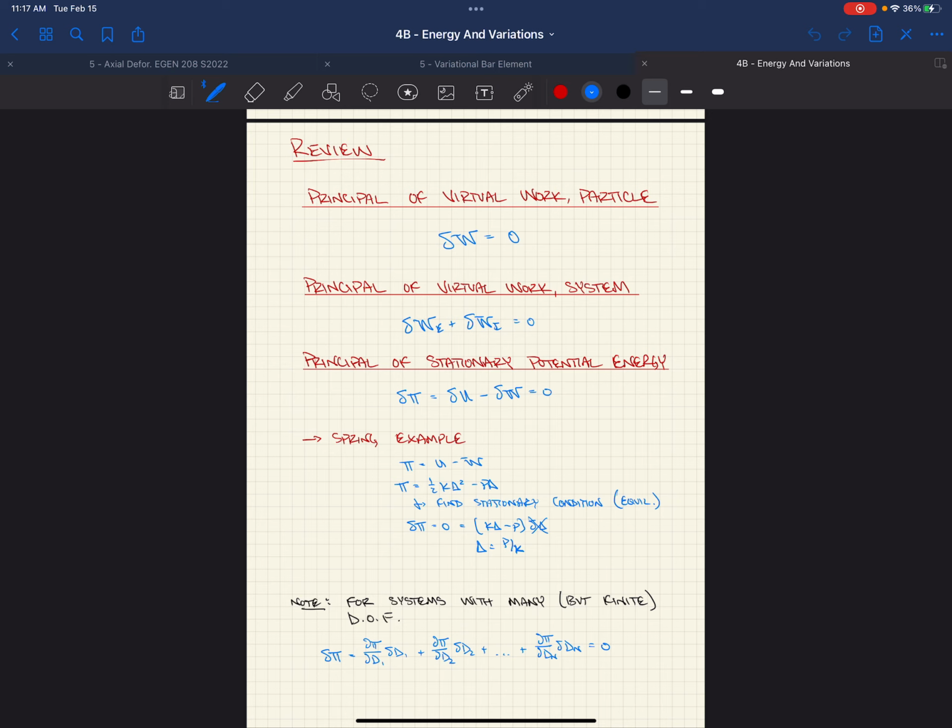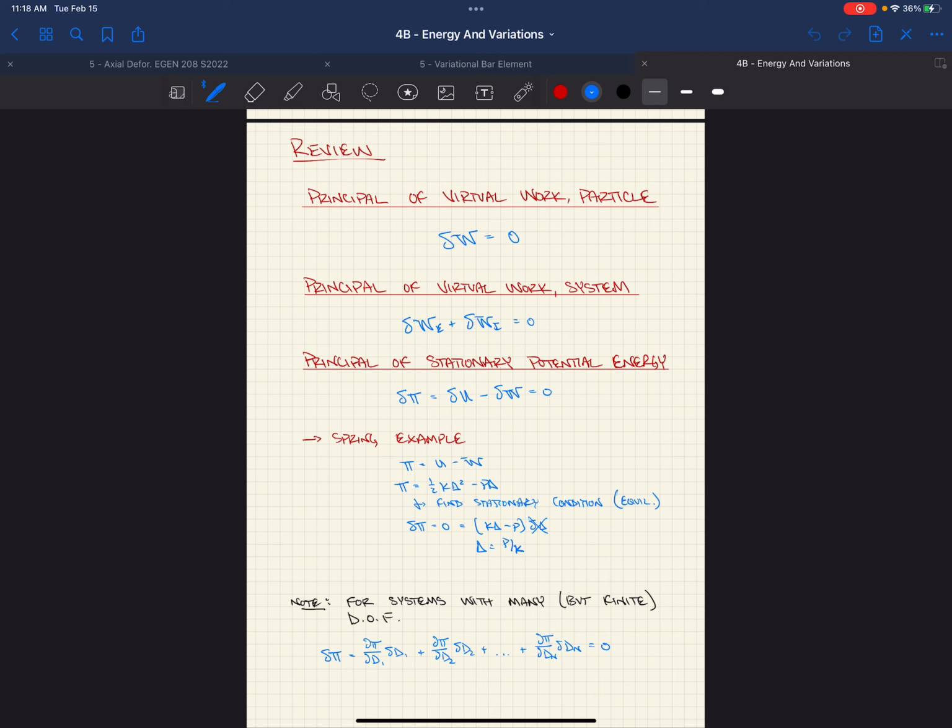And our principle of stationary potential energy says that the variation in the total potential energy, delta pi, is the change in strain energy, which is essentially our internal energy, minus our external energy, delta W. And that all has to equal zero if we are going to have equilibrium of our system.